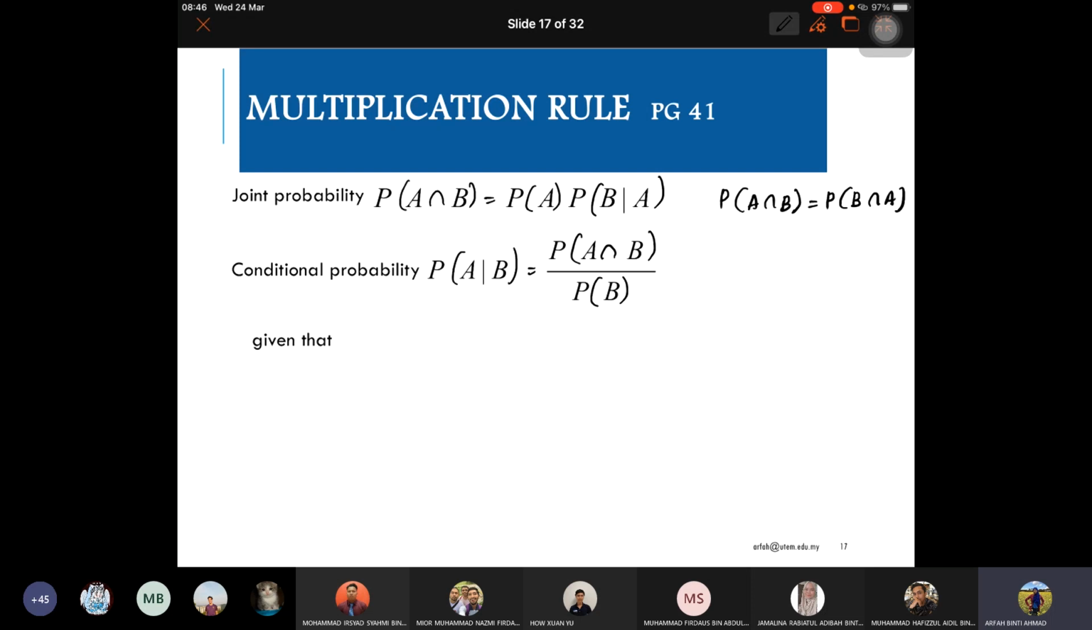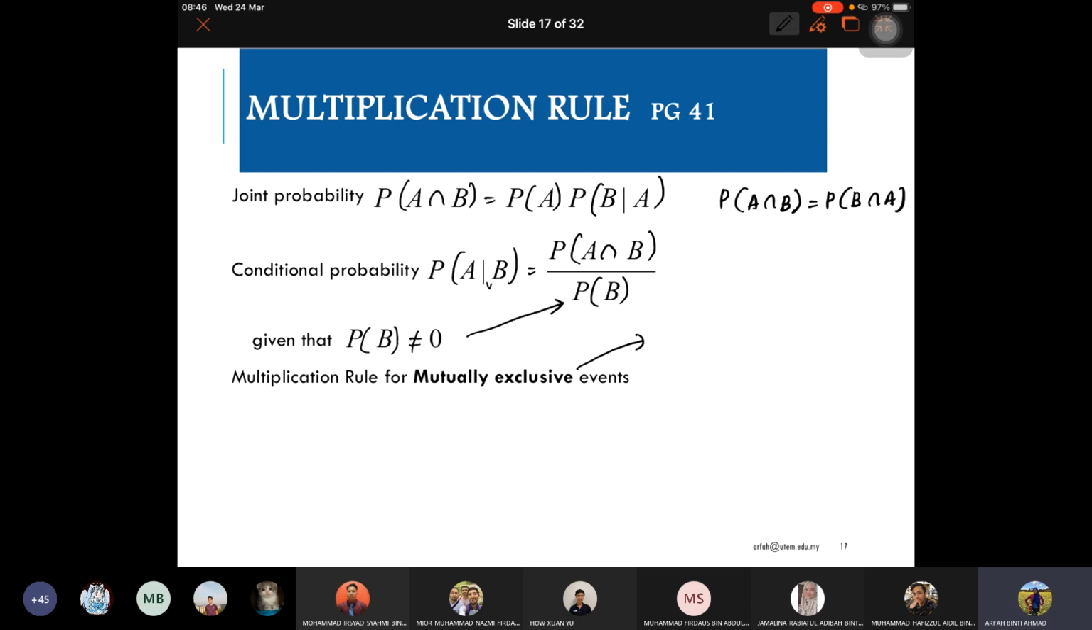B given A sama dengan probability of B and A. Okay. Intersection of two events, it is actually the same, sama ada A dahulu atau B dahulu. So it doesn't affect, given that probability of B is not equal to 0. Kalau sama dengan kosong, you tak boleh kira dia punya kebarangkalian. Okay. So, kebarangkalian A will occur given that B already occurred equal to probability of A and B divided by PB.